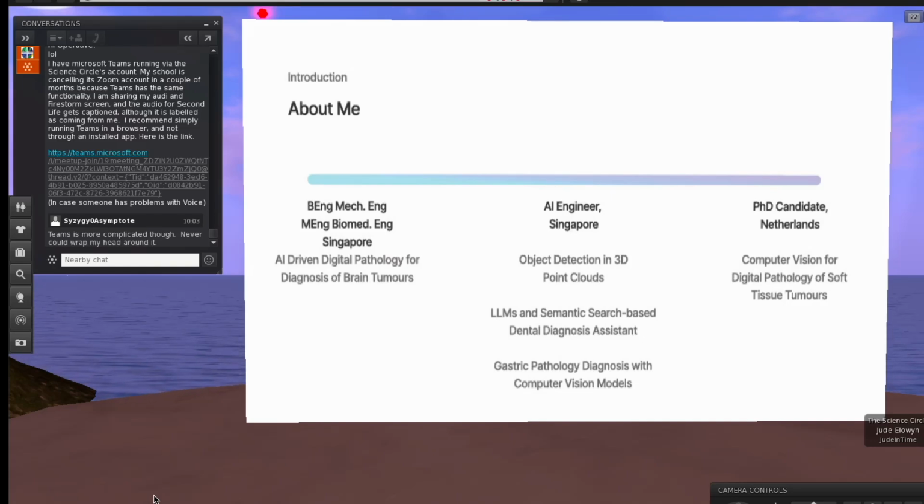Sometime after that, I worked as an AI engineer in Singapore. I was developing models for things like 3D computer vision. I was also developing models for natural language processing. So one of those problems was the building of a dental diagnosis assistant.